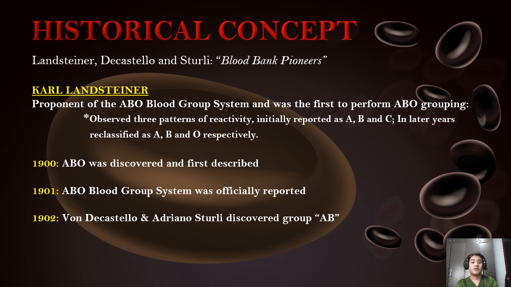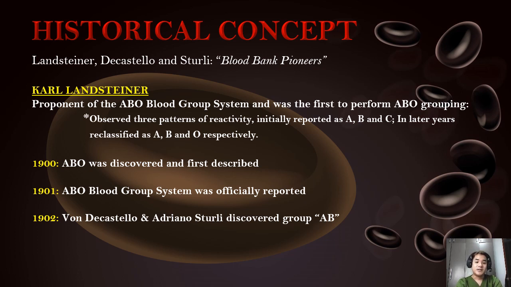According to our references, Landsteiner extracted blood from himself and five other constituents. He separated the sample serum from the red cells and mixed these red cells and serum obtained from the different constituent samples. Landsteiner was able to classify three different patterns of reactivity, initially termed A, B, and C, and in later years reclassified as A, B, and O respectively. And this made him the very first human to perform ABO blood grouping.